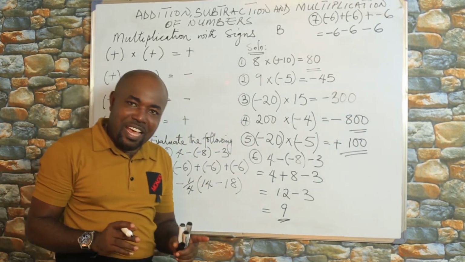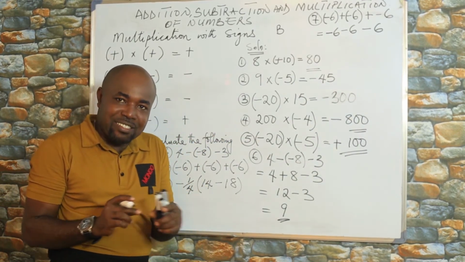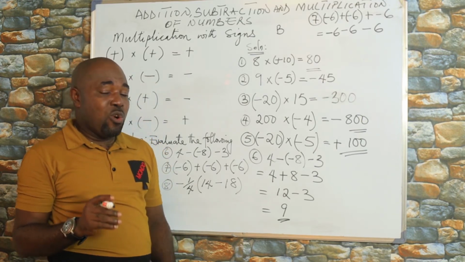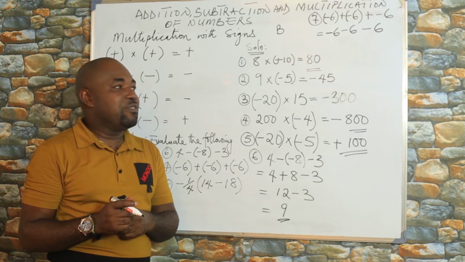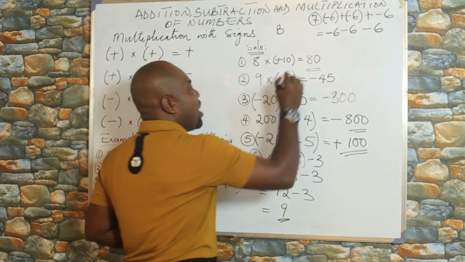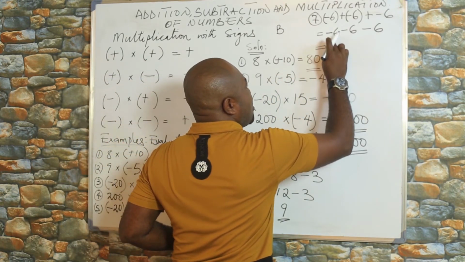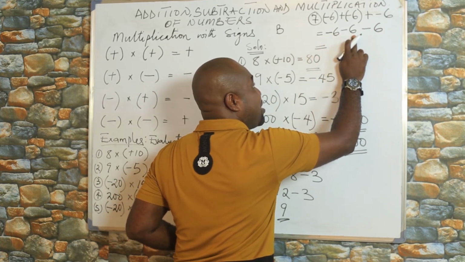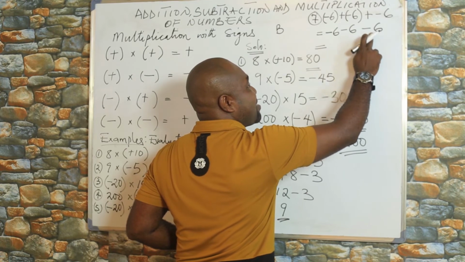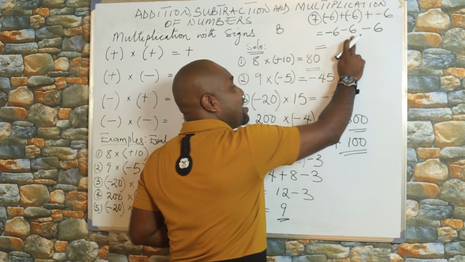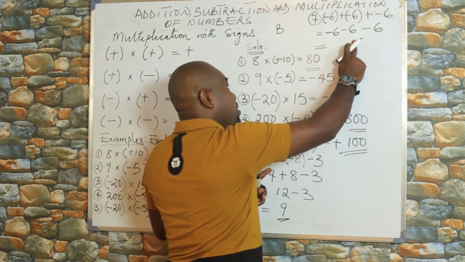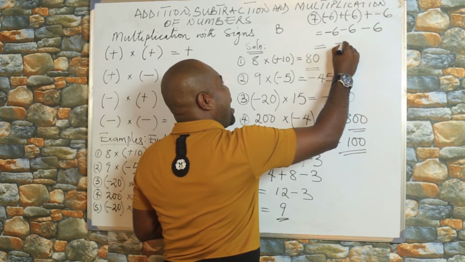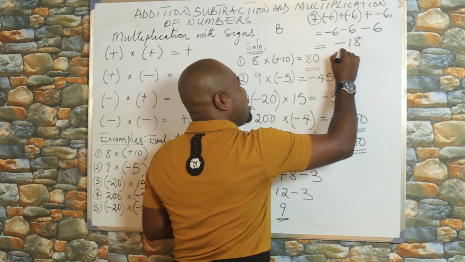When a positive sign and a negative sign meet, the negative sign, like I have told you earlier, overshadows the positive sign. So in this case, we are adding up. Minus 6 plus minus 6 is minus 12. Minus 12 plus minus 6, that is minus 12 minus 6, is minus 18. So our answer here will be minus 18.